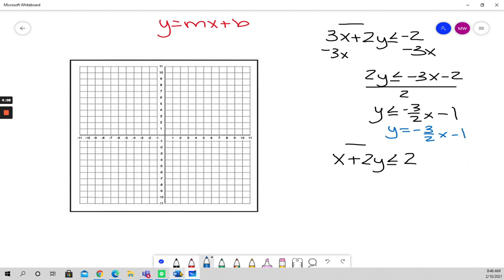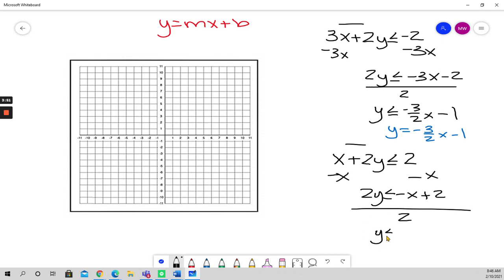I'm going to do the same thing for this equation. I'm going to subtract x from both sides, or this inequality, I mean. 2y is less than or equal to negative x plus 2. Divide by 2. And I'm going to have y is less than or equal to negative 1 half x plus 1. And I would graph that the same way I graph y equals negative 1 half x plus 1.